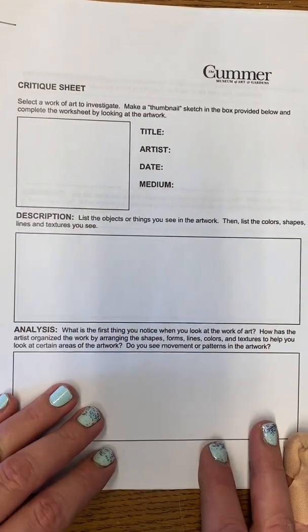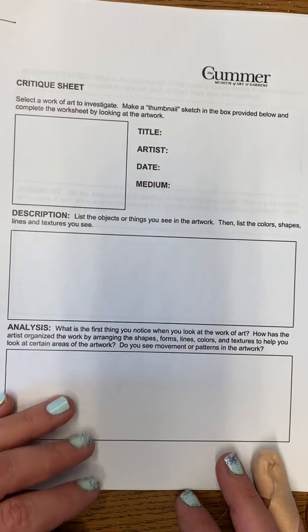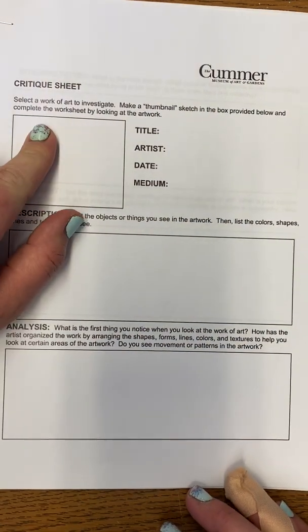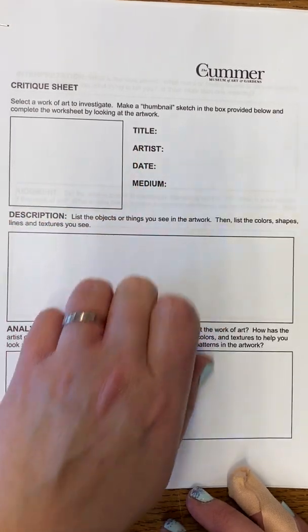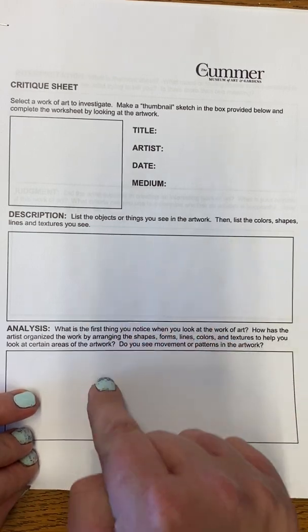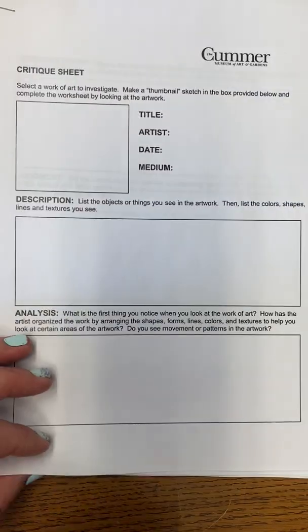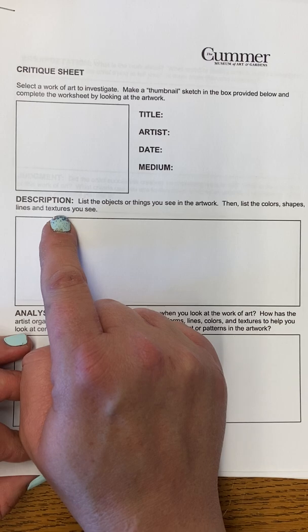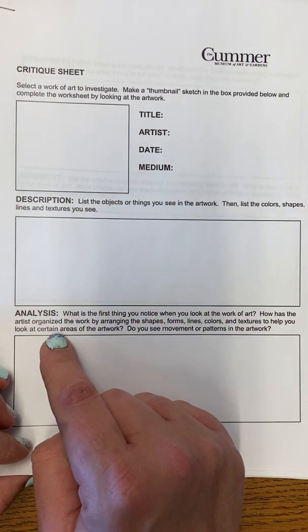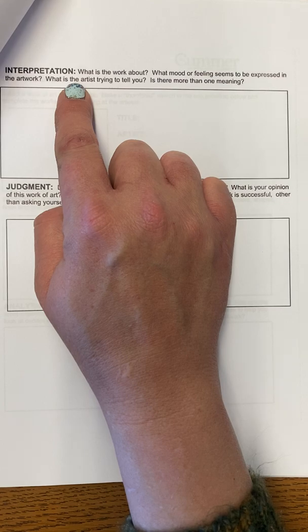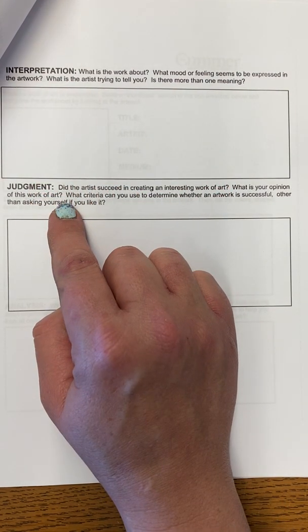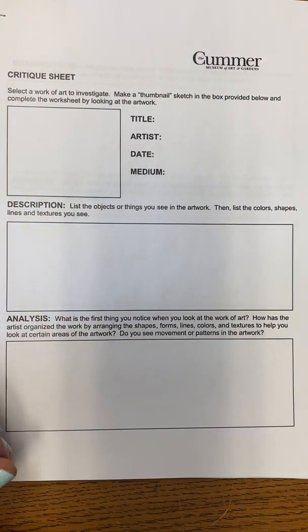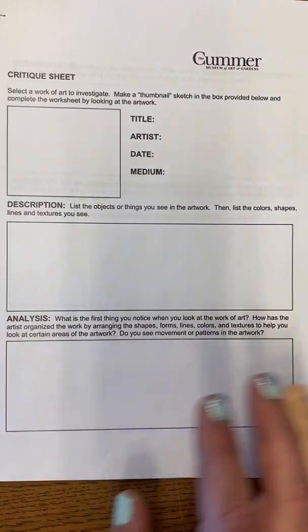So if you have blank sheets of paper, you'll need at least 3. Each sheet should be set up with a small square to draw a sketch of what we're doing with the line title, artist, date, and medium next to it, and then 4 response rectangles. The first rectangle labeled description, the second rectangle labeled analysis, the third rectangle labeled interpretation, and the fourth rectangle labeled judgment. You're going to be writing and responding to artwork today.